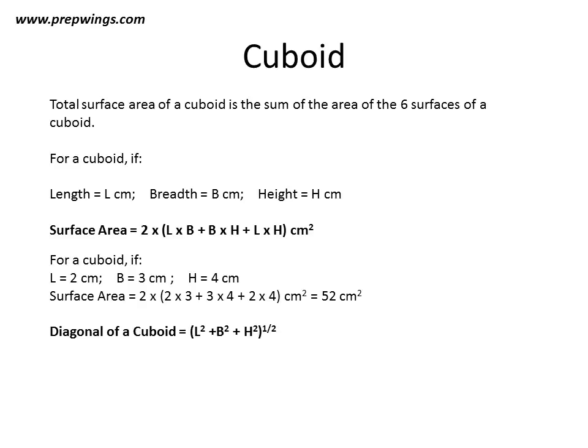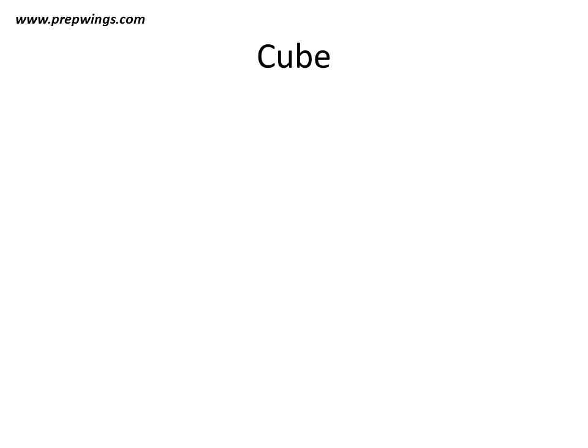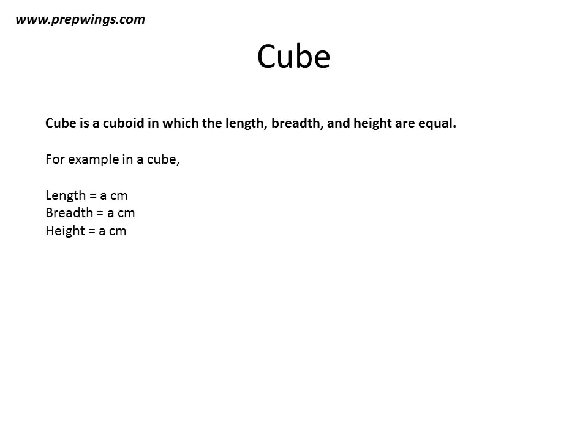Diagonal of a cuboid is given as under root of L square plus B square plus H square. Now a cube is actually a cuboid in which the length, breadth and height are all equal. So for example, in a cube, length will be a centimeter, so breadth will also be a centimeter and height will also be a centimeter. The formulas for volume, surface area and diagonal of cuboid will also apply to cube, but with length, breadth, height the same. So for a cube of side a, volume is given as a cube, surface area is given as 6a square and diagonal is given as a into root 3.